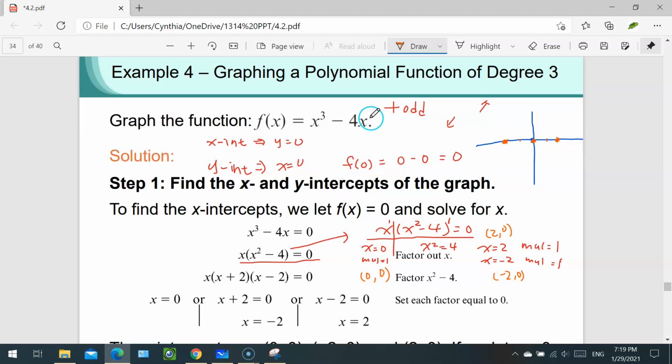The y-intercept has 0, 0 as well. So your y-intercept has 0, 0. So this would be the y-intercept as well.